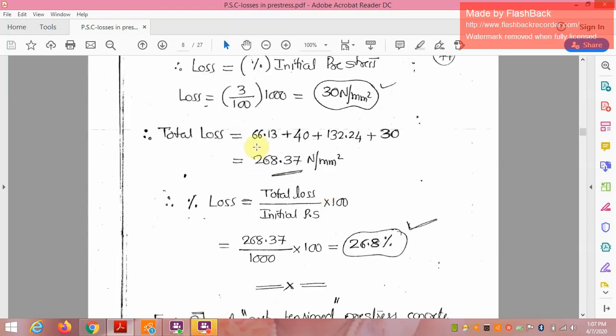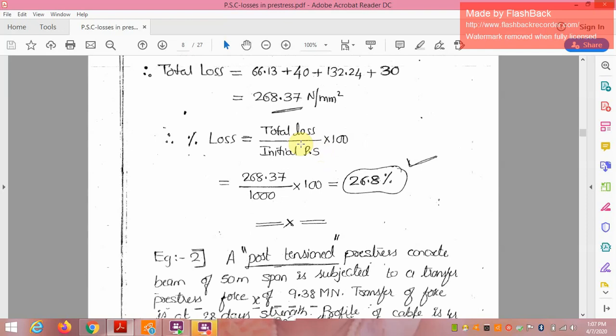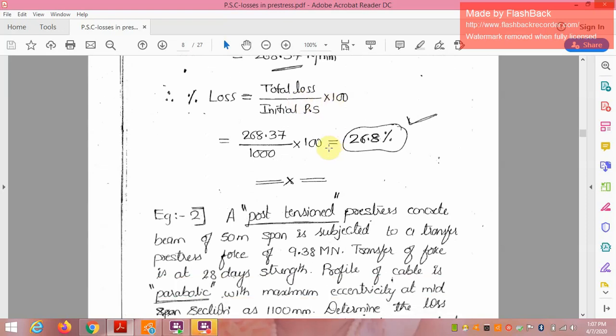Therefore, the total loss is the sum of all the above losses, that is 66.1340 plus 132.24 plus 30, so 268.37 Newton per mm square. The percentage loss is the total loss divided by the initial pre-stress, into 100. So that is nothing but 26.8%.